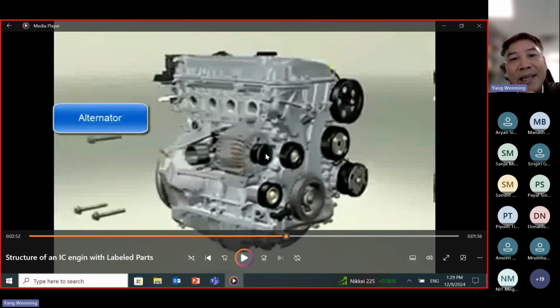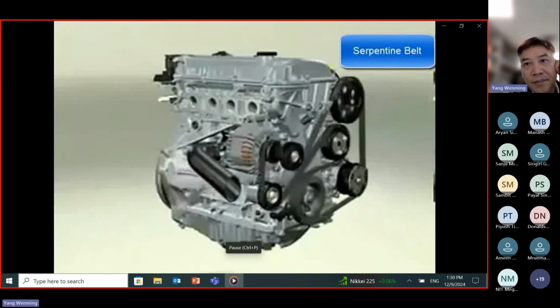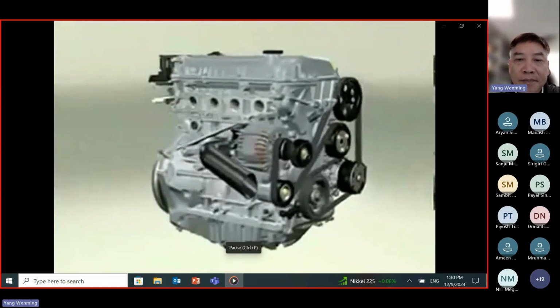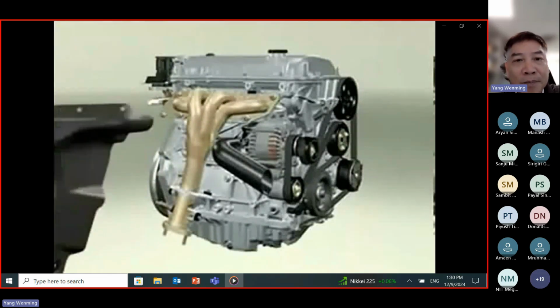This one is the electricity generator, or alternator. It produces electricity, and we can use this electricity to recharge the battery system. That's why you don't need to charge the battery frequently, correct? This one is the exhaust manifold.